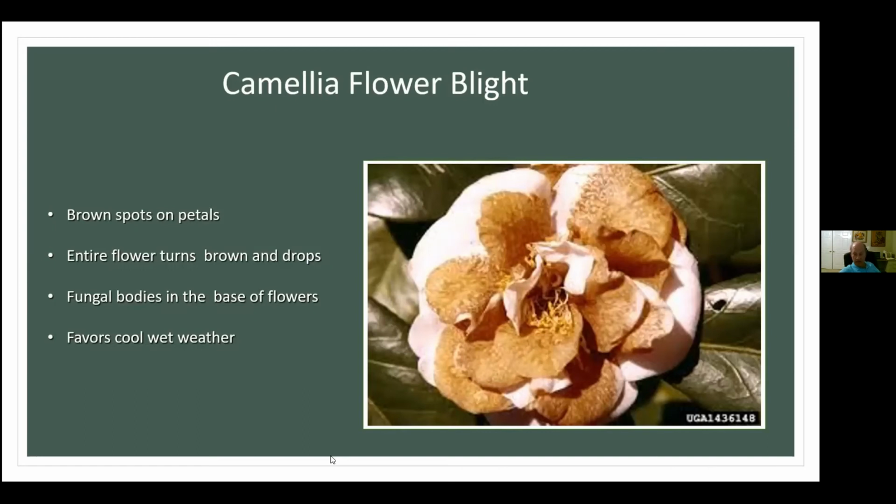Fungus is present at the base of the flower. It persists in the soil from fallen flowers, causing reinfection. Disease development is favored by cool, wet conditions. All species and varieties of camellia appear equally susceptible to this blight.